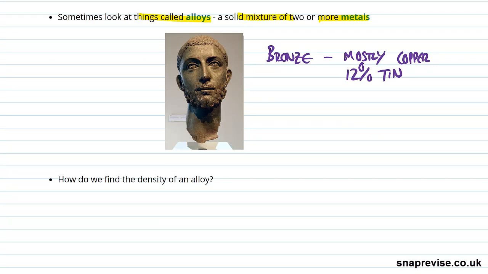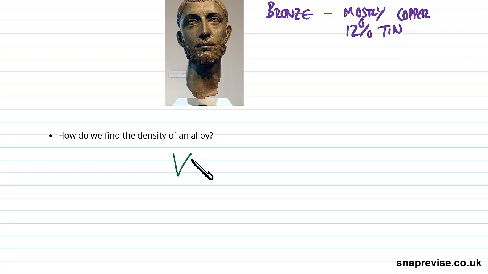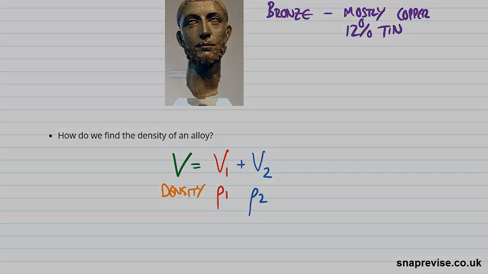First of all, we're going to say that our total volume of whatever we're looking at, the alloy, is just V. And that's going to be made up of volumes V1 for our first metal we're interested in, and then V2 for our second metal. And those are going to have densities ρ1 for our first metal, making up the volume V1, and ρ2 for our second metal, making up the volume V2.